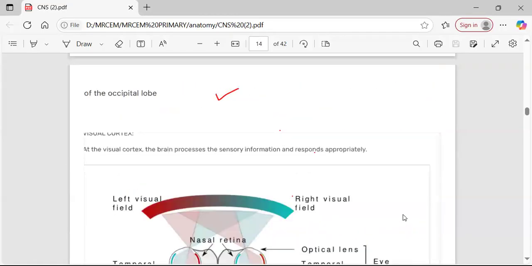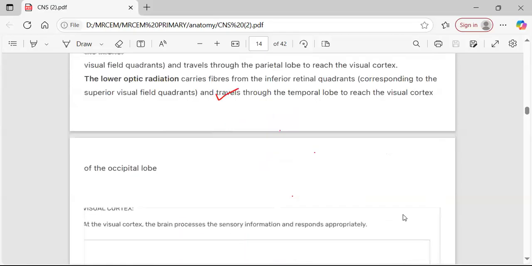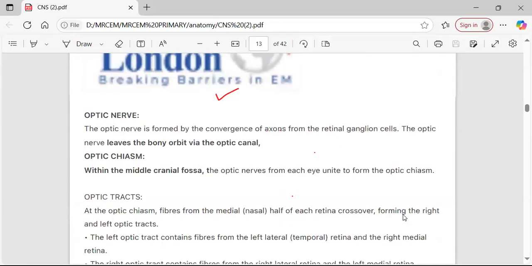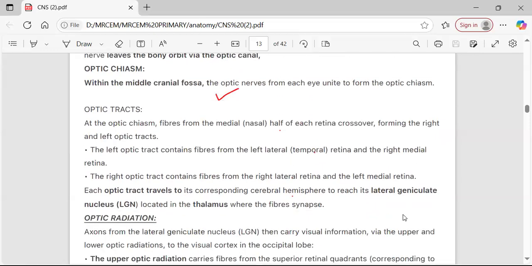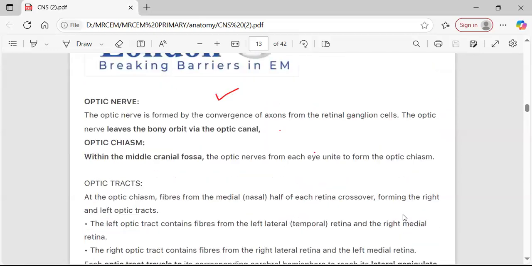So in the visual pathway, before going to the visual pathway, we should know about the optic nerve, optic chiasm, optic tract, and optic radiation. So these are very important. The optic nerve is formed by the convergence of the axons from the retinal ganglion cells. It leaves the orbit via the optic canal.